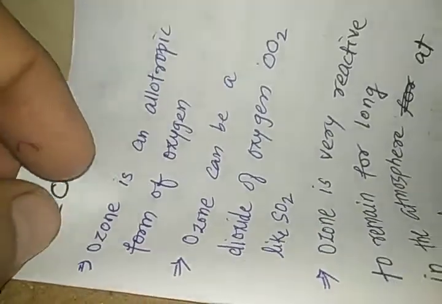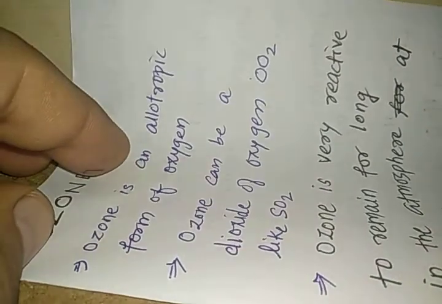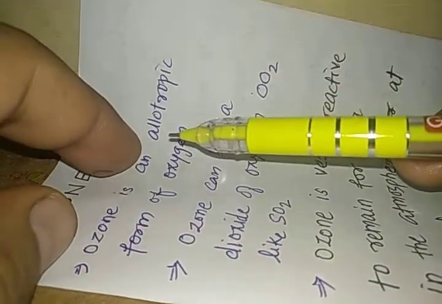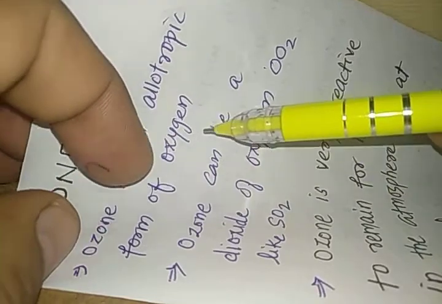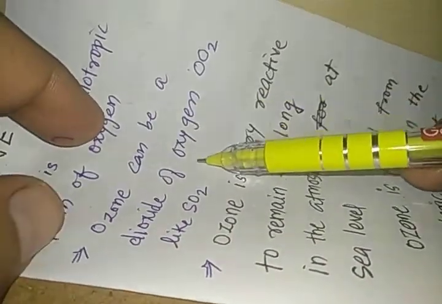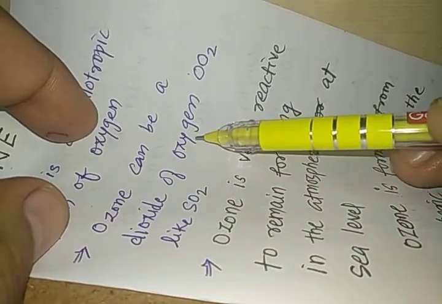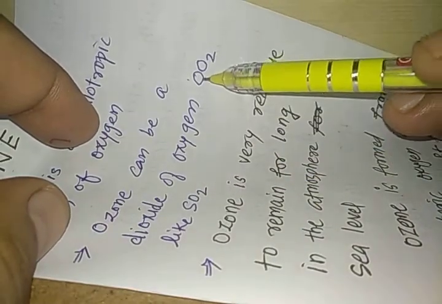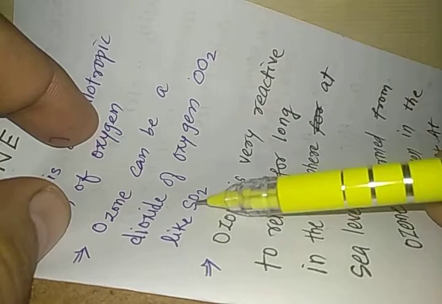Now we are going to study about ozone. Ozone is an allotropic form of oxygen. It is an allotrope of oxygen. Ozone can be called a trioxide of oxygen. You can see O3, that is your ozone, like SO2.